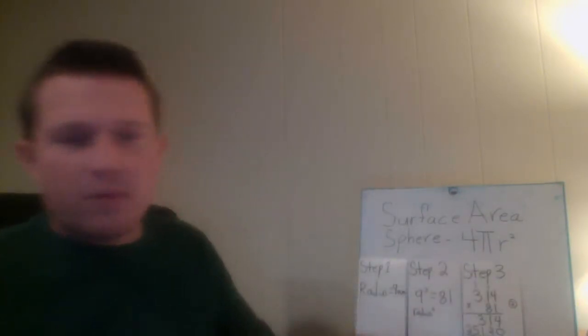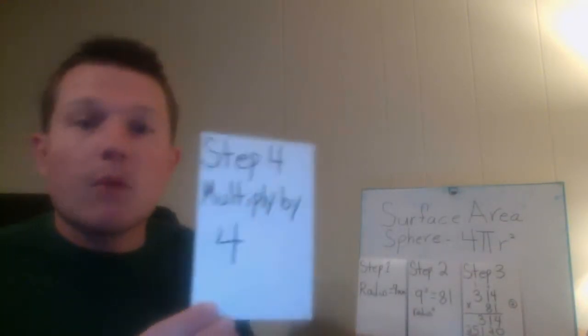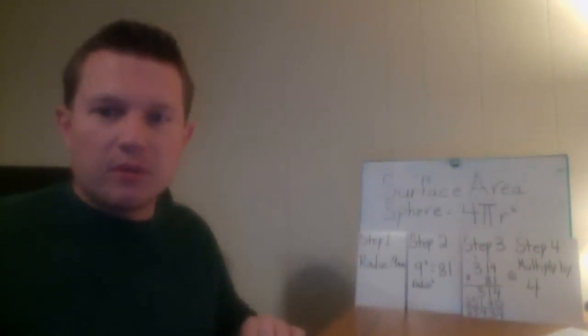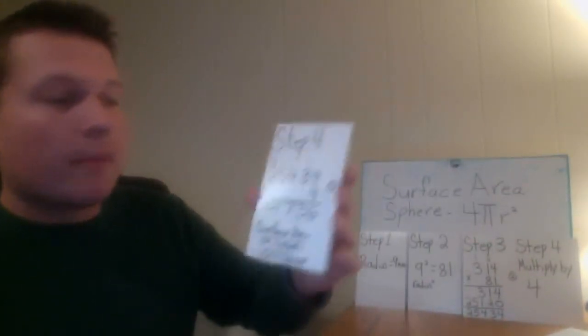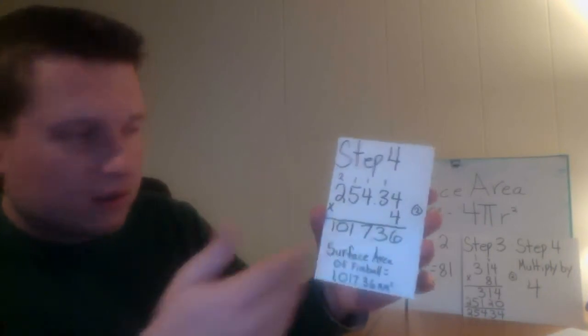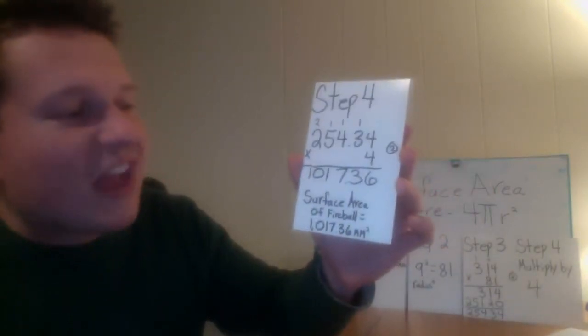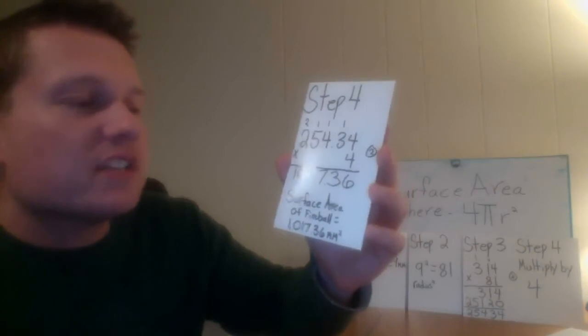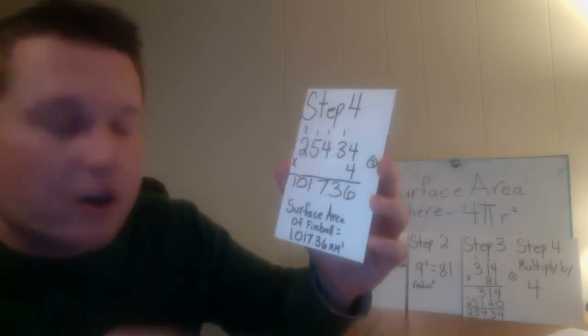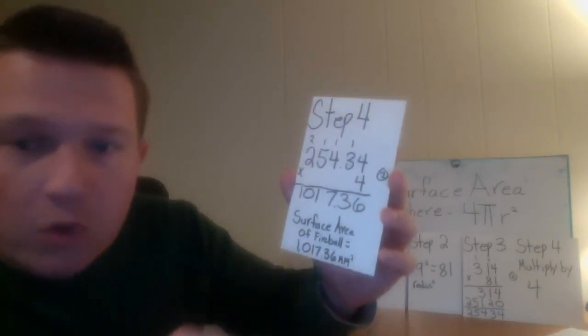Final step, step number 4. Multiply by 4. So I take the number I got in step 3, and I then multiply it by 4. Let's see if we can, that might help a little bit. There we go, now we're talking. And I multiply it by 4, and you can see what I get here. And the surface area of the atomic fireball, 1,017 and 36 hundredths millimeters squared. Remember, it's units squared when you're dealing with area.